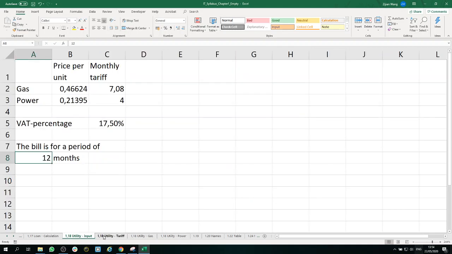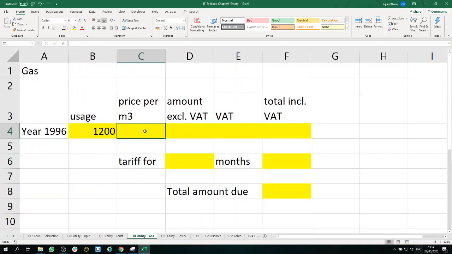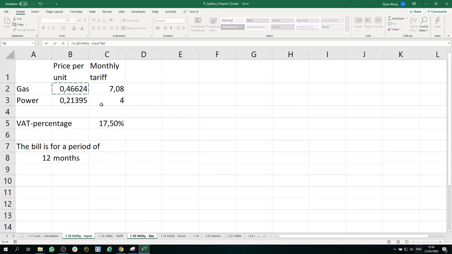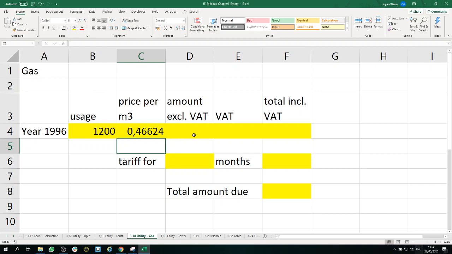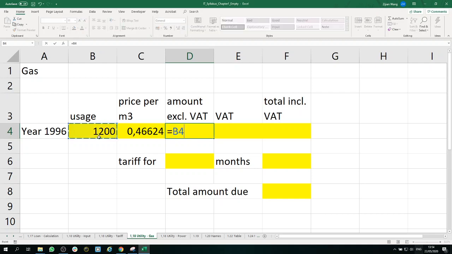Okay, it's talking about gas, it's about price per cubic meter. Let's see, in the input sheet we have here price per unit for gas is this amount. We just need to copy that amount. That is equal to that sheet. Choose that amount, press enter. That's it. Amount excludes VAT, so we don't need to take VAT into consideration yet. So that's a basic calculation: you need to use the usage amount times price per cubic meter, and here we go. We have the amount excludes the VAT.